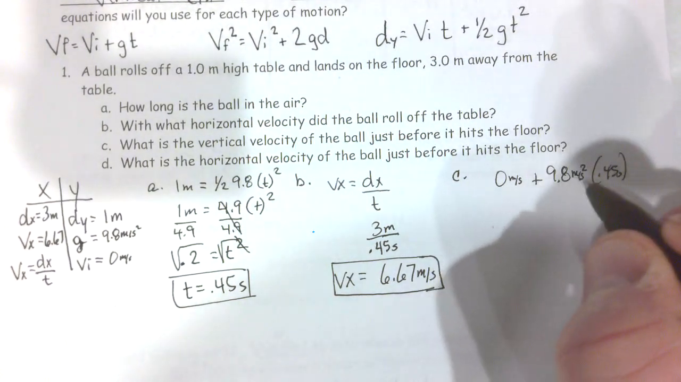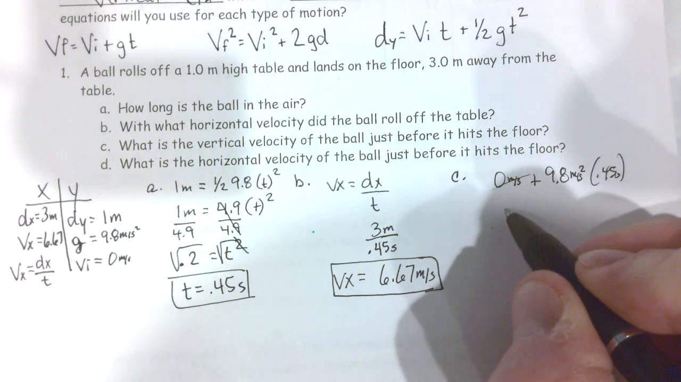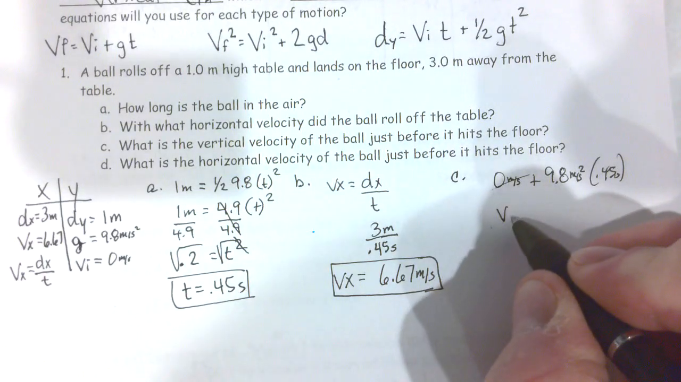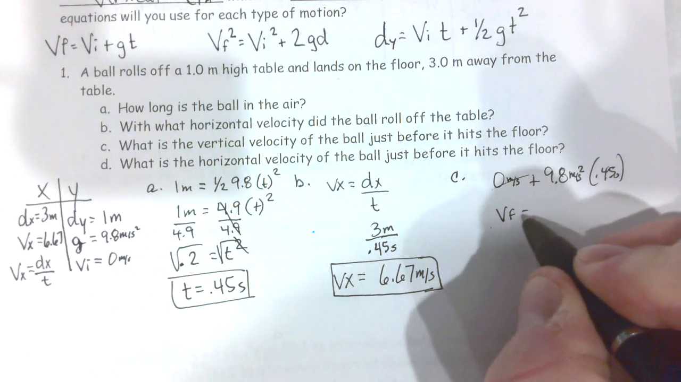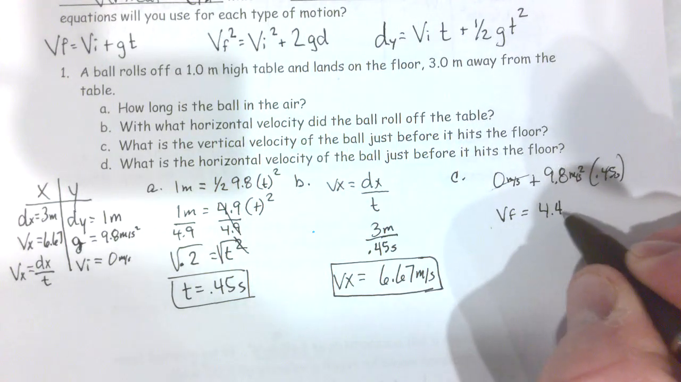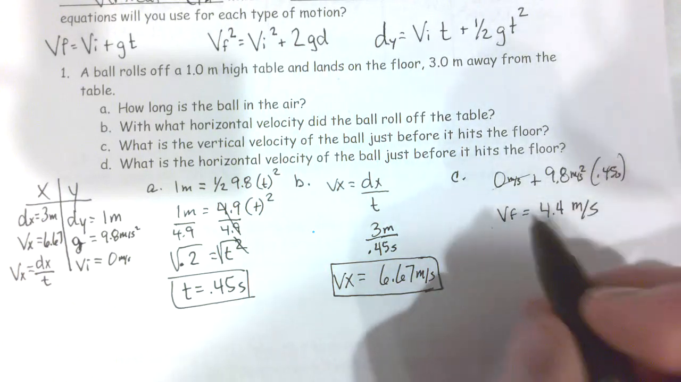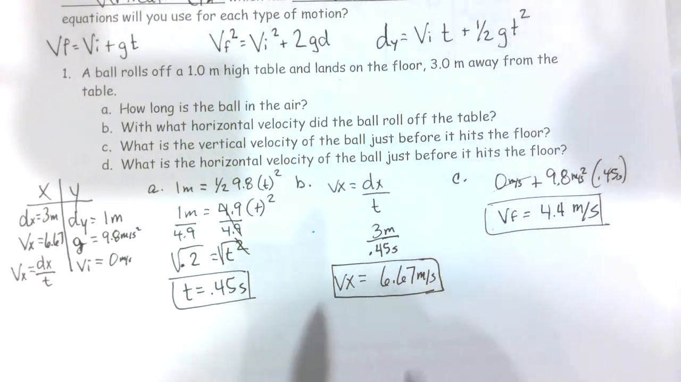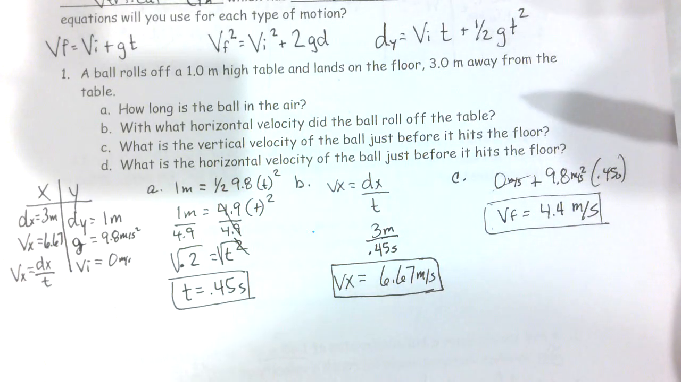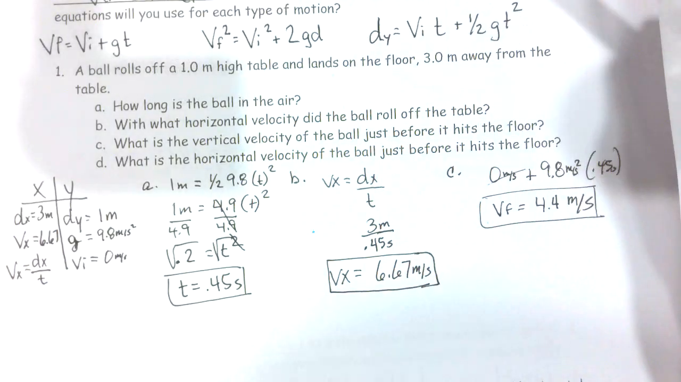Okay, and our answer is, it's asking for the vertical velocity of the ball just before it hits the floor. So our final velocity is 4.4 meters per second. But we could have used this equation; it would have given us the same thing. So anyway, I think that was an easier equation, so we just use that one.